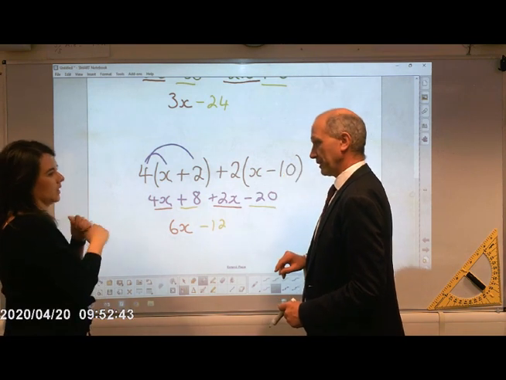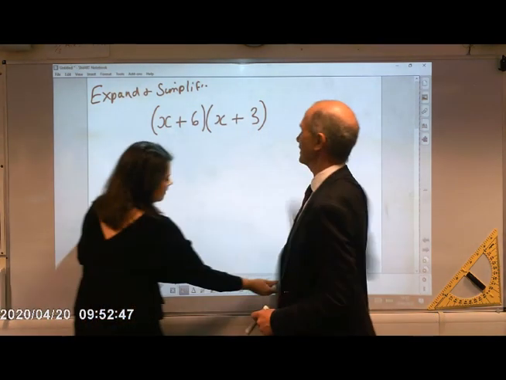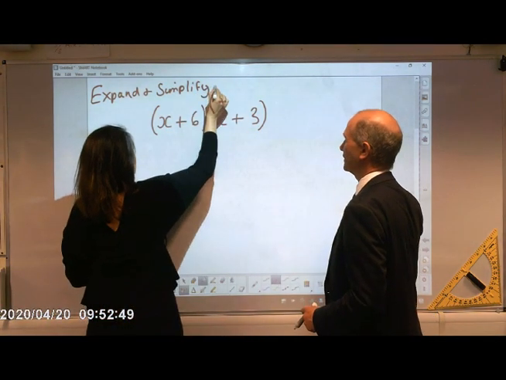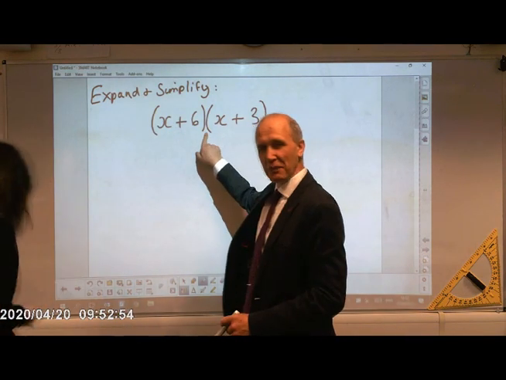Which involves 2 brackets. Yeah. Okay. Also expand and simplify. But you can see that this is very different because the 2 brackets don't have a plus or a minus in between.